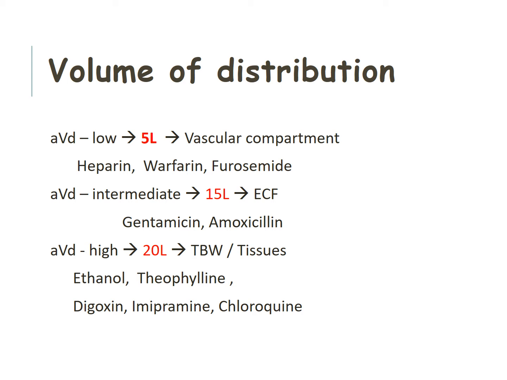When it is high, that means more than 20 liters, the drug is mainly in the tissues. So drugs having a high volume of distribution can reach the tissues very fast, like ethanol, theophylline, digoxin, imipramine and chloroquine. They can move very fast to the tissues, or the concentration will be very high in the tissues.